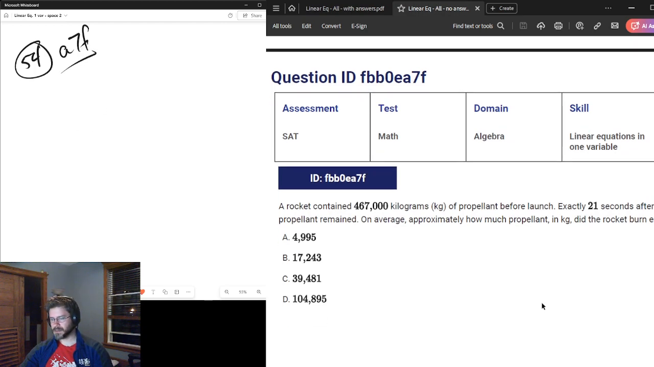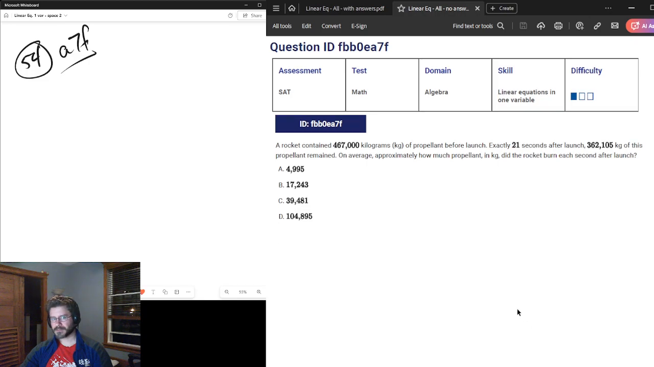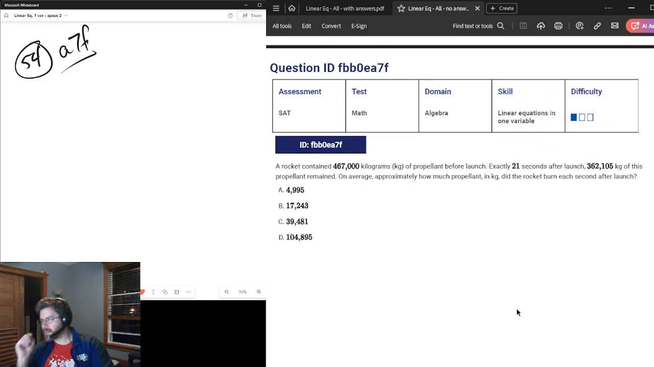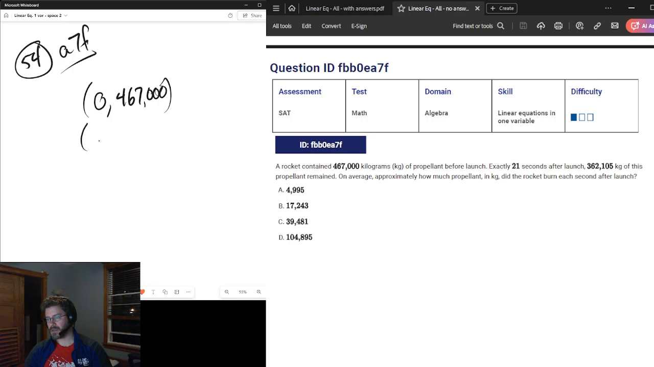Okay, I'm going to zoom out so you can read that. We've got a y-intercept, 467,000. 21 seconds. We have an xy coordinate point here, 21, 362,105. They're giving us 2 coordinate points. The y-intercept is 0, 467,000. And another coordinate point, 21, 362,105.